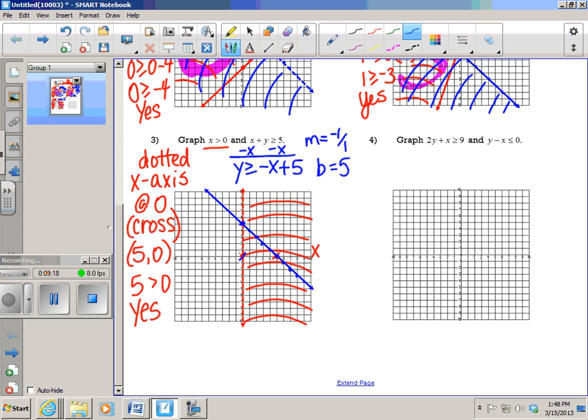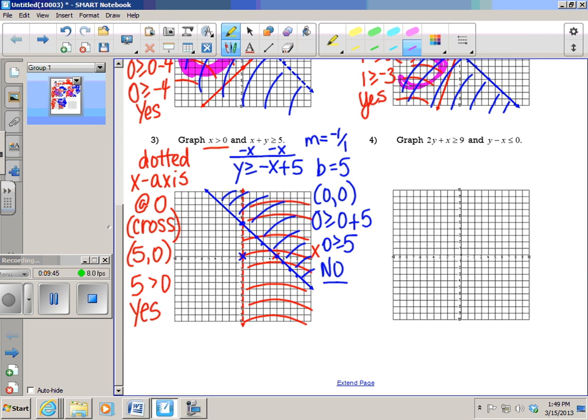I'm going to test the point 0, 0 this time. I choose 0, 0 most of the time just because they're easy numbers to work with. So 0 is greater than or equal to negative 0, or just 0, plus 5. So is 0 greater than or equal to 5? No. So I'm going to shade away with that blue line, away from 0, 0. And I'm going to mark my solution set where the red and the blue overlap. They overlap right there.